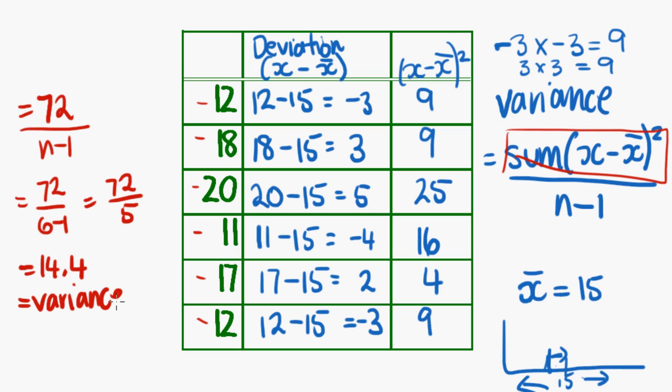Now remember I said how variance and standard deviation are linked? The reason is because the standard deviation is just the square root of the variance. So once I know this, 14.4, all I need to do is the square root of it and I get the standard deviation. So I do that on my calculator and I get 3.79. And that is the standard deviation.